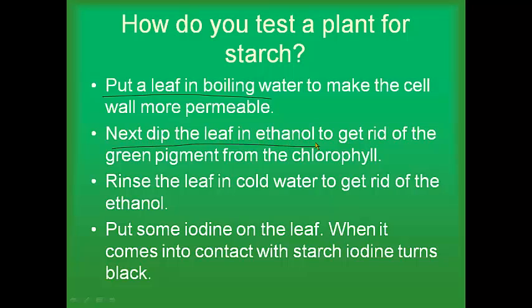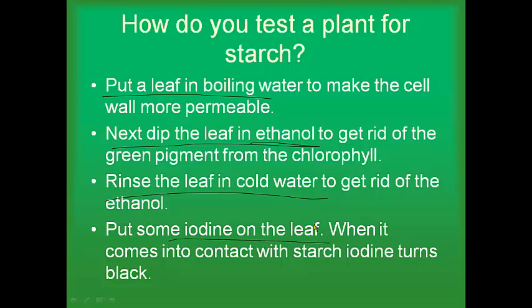But we are basically going to dip the leaf into ethanol. And that's going to get rid of the green chlorophyll color so that we can see the reaction take place. Next, we're going to rinse the leaf in cold water just to get rid of all that other junk, the ethanol and the boiling water, off of it. And finally, we're going to put some iodine on the leaf.